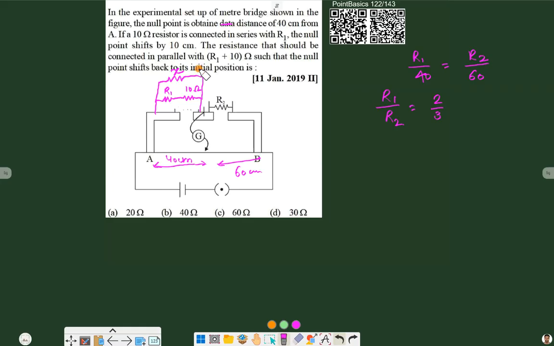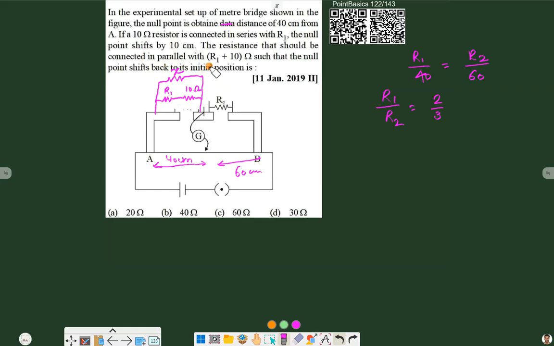Now, if this whole pink circuit gives us back the value of R1, then we will get again 40 centimeter balancing length, because initially there was only R1 resistance and it was giving balancing at 40 centimeter. Then we added 10 ohm in series, and then we also added an X resistance in parallel, and we again come back to 40 centimeter balancing length. Means this whole circuit is equal to R1.